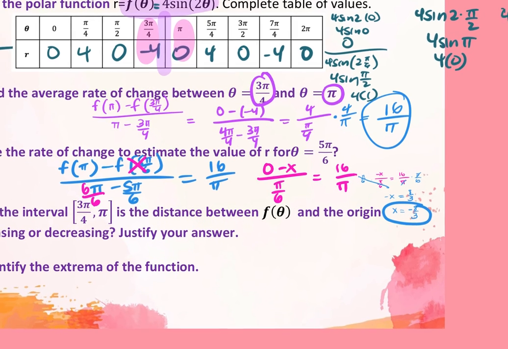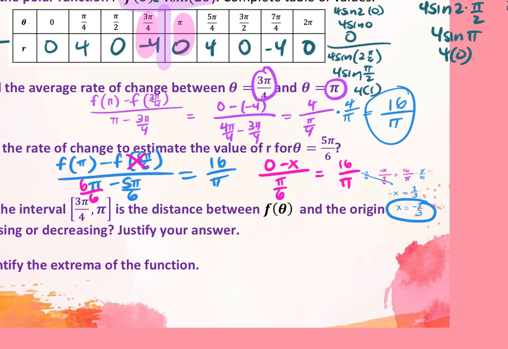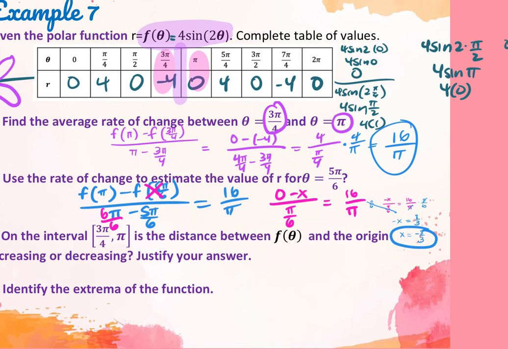Why did you use pi? You can use one before or one after, as long as you're consistent. 5 pi over 4 would be way after. That's too much of a jump. Because this is where 5 pi over 6 would be: in between 3 pi over 4 and pi. So you could use either of those. We just picked the 0 because it was easier.